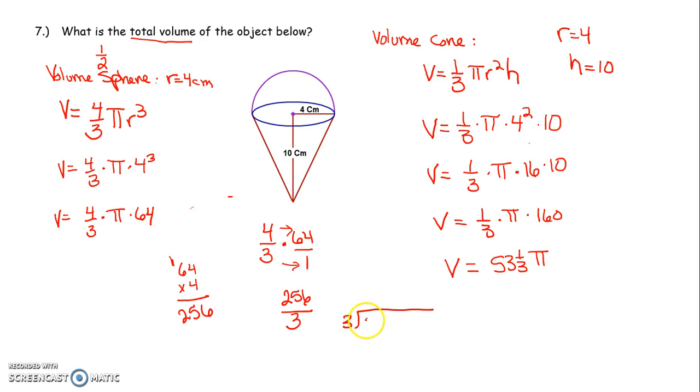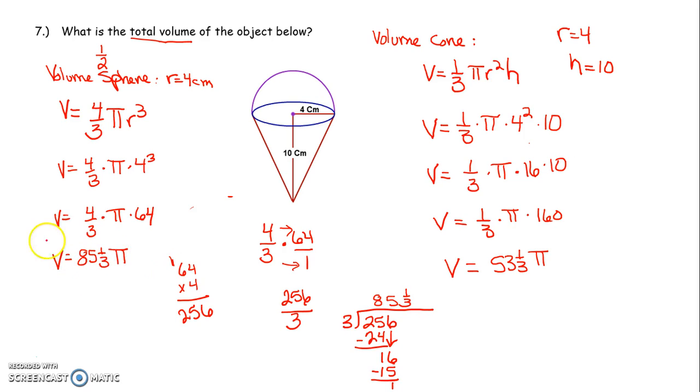3 goes into 25 8 times. 8 times 3 is 24. Subtract off, got 1, drag down that 6. 3 goes into 16 5 times. 5 times 3 is 15. 16 minus 15, that's 1, so that's 1 left over, so it's 85 1/3. So this volume would be 85 1/3 pi.